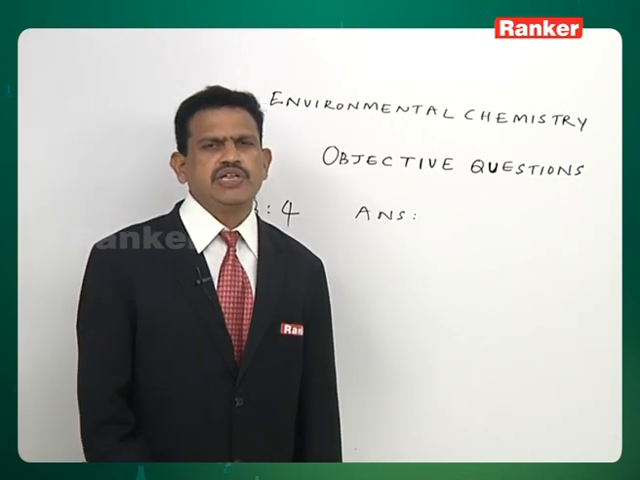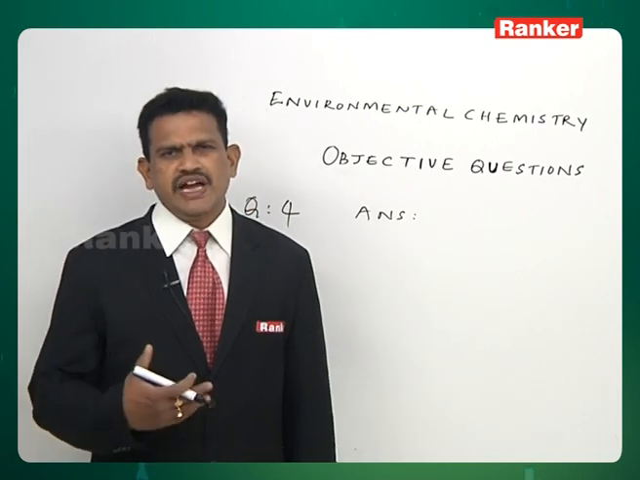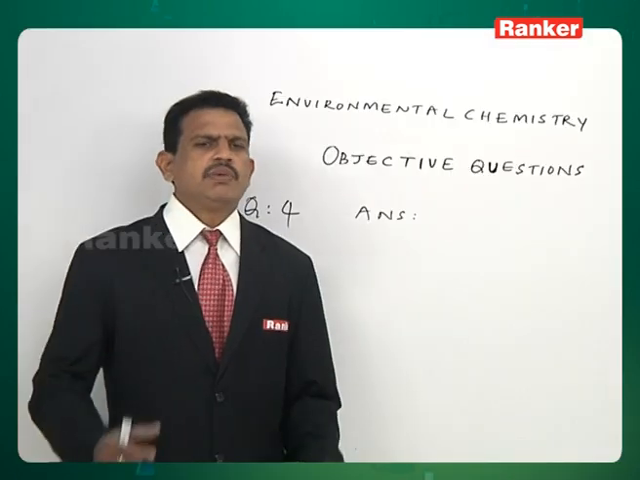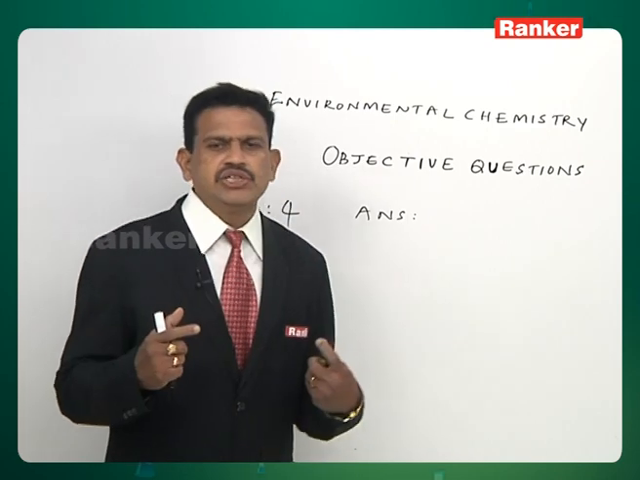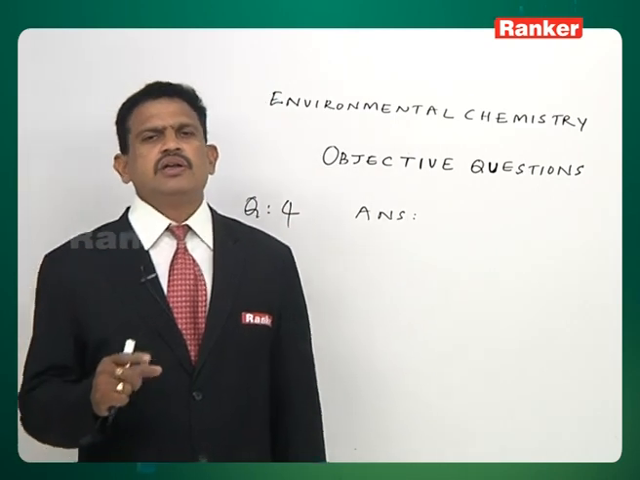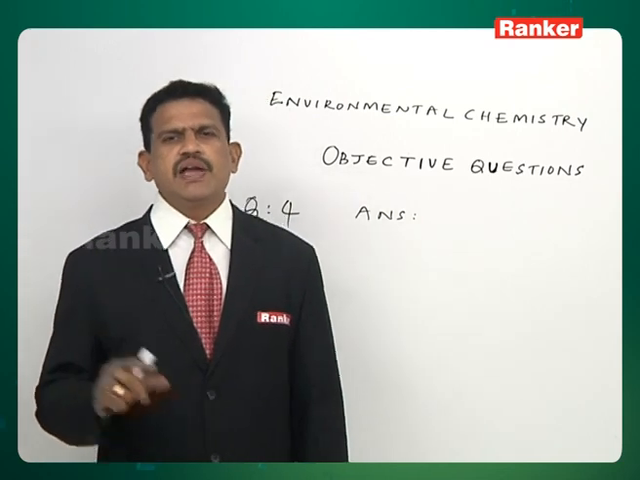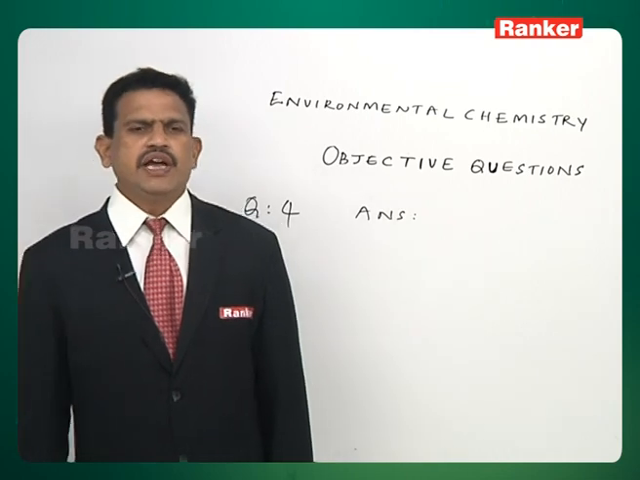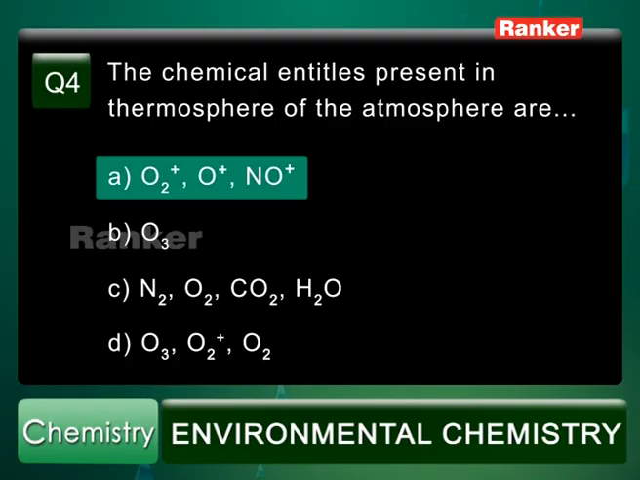We can see it is a high temperature region at high altitudes, and according to the question, the options are: A O2 plus, O plus, NO plus; option B ozone; option C N2, O2, CO2, water vapor; option D ozone, O2 minus, O2. The chemical entities or species present in the thermosphere, because of the high temperature, gases become ions. The ionic species are O2 plus, O plus and NO plus. So, we can go for option A.